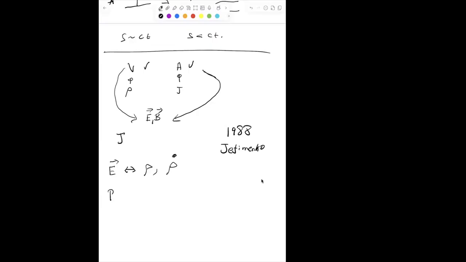Similarly, for B, we had the equation before: to get the vector potential A, what we need is J. That is good enough to get A, but to get B, what you need is J, and you will not be surprised, J naught.